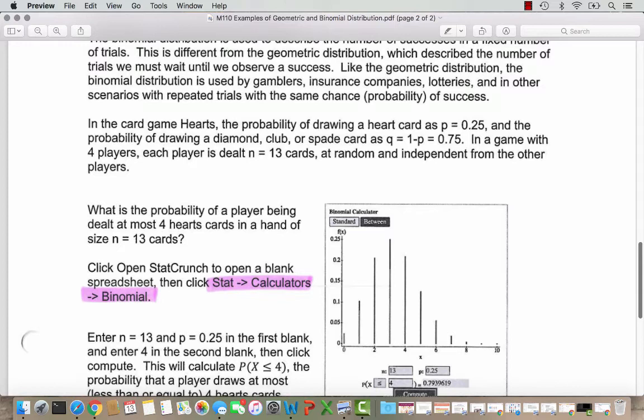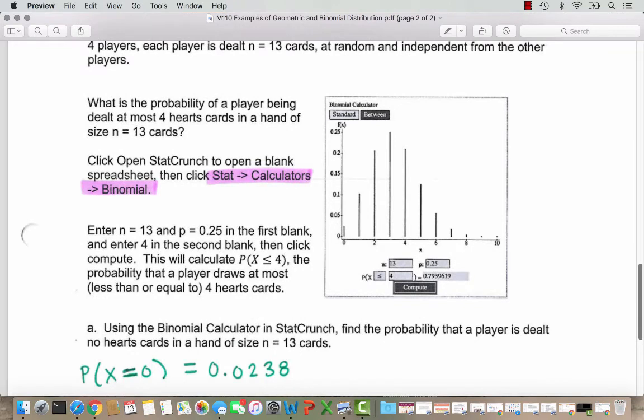So we want to figure out what's the probability of a player being dealt at most 4 hearts cards in a hand of size n equals 13 cards. So we are going to look at the binomial calculator. We will go into StatCrunch, go to Stat Calculators, and then open up the binomial calculator.